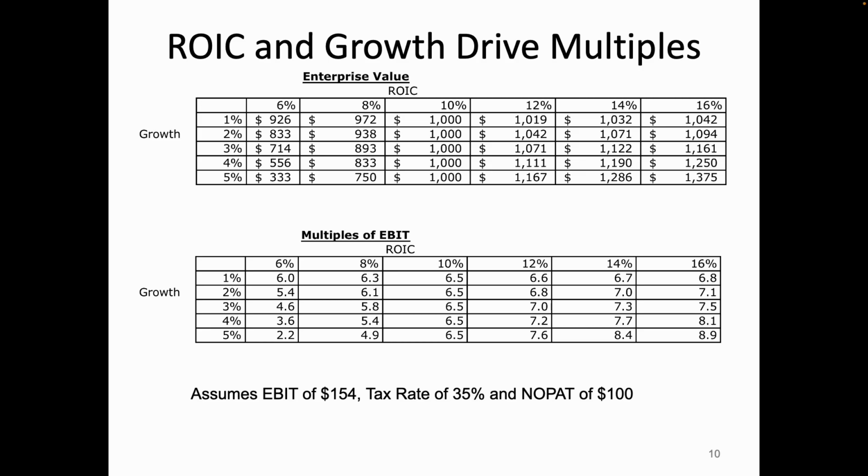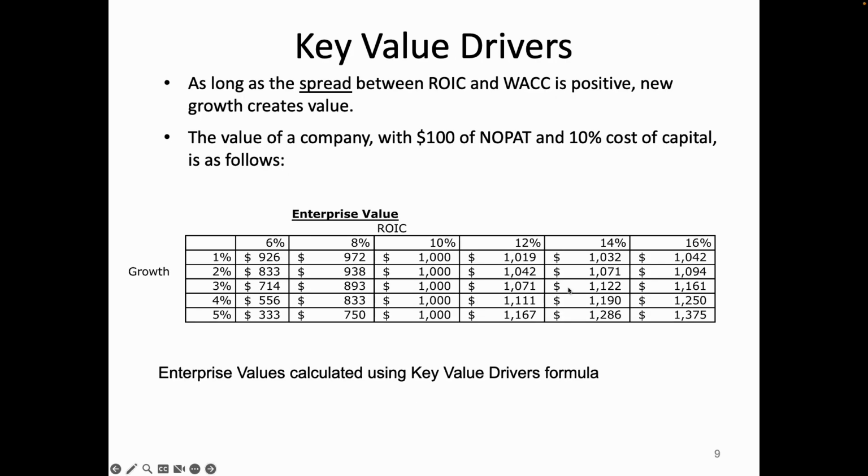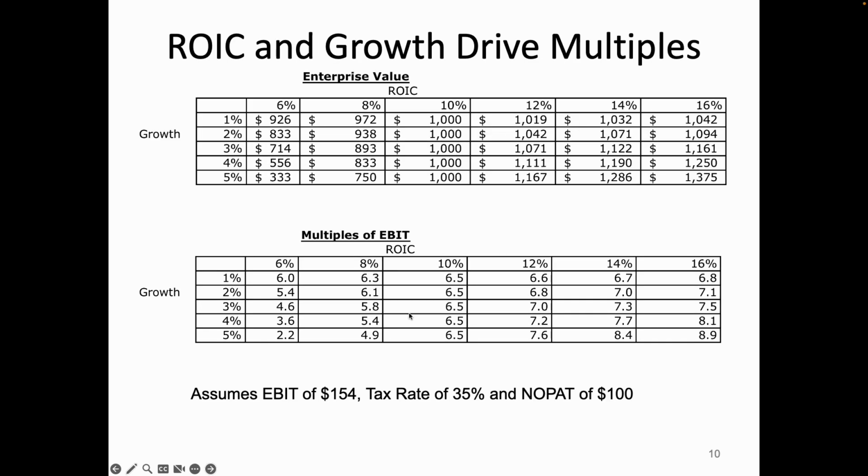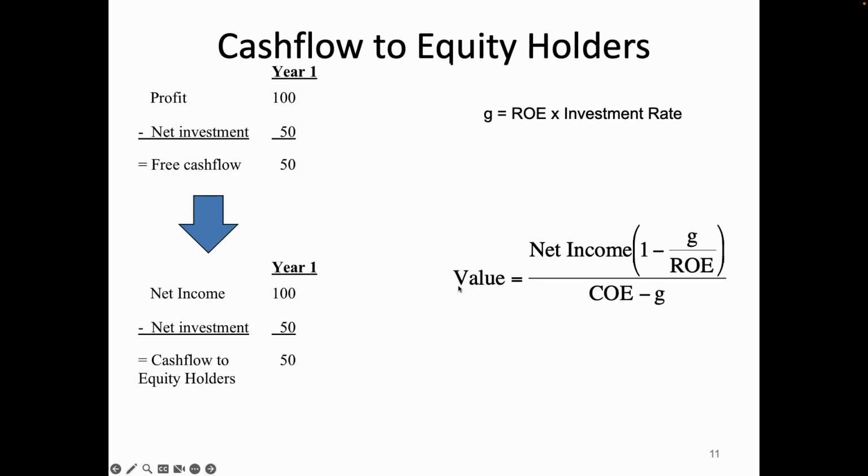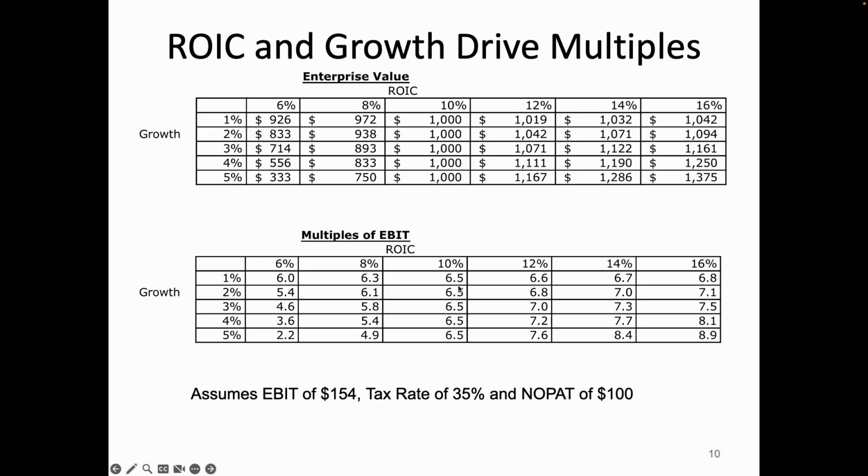Regardless of the growth. Why is it trading at 6.5 regardless of growth? Why does this company have $1 billion of value regardless of growth? Because they have no spread, right? Why are they trading at 6.5 regardless of growth? Because they have no spread. So a company, given this data, that has a 10% ROIC, 10% WACC, regardless of growth, zero spread, is going to trade at 6.5 times EBIT. So everybody see that? It's important to your analysis. Got it now? All right.